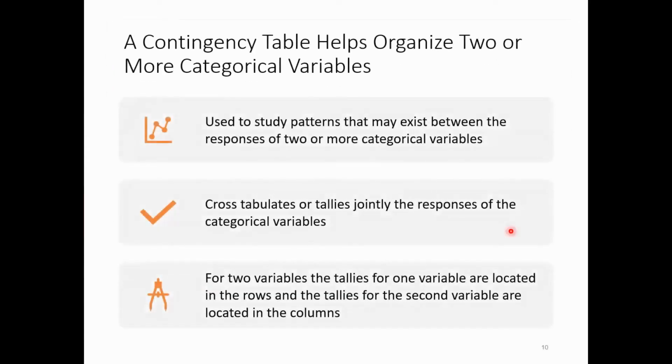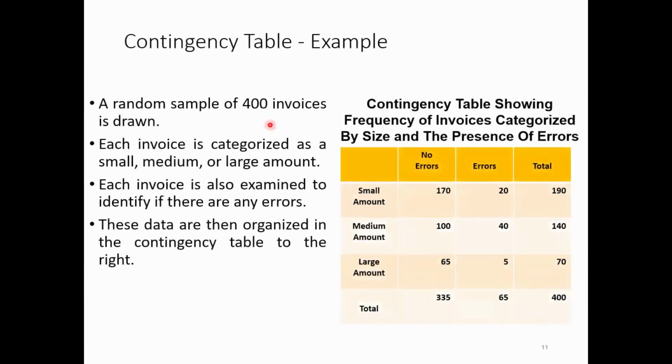And then we move into, what if you have two categorical variables? What would you do? So for that, we use something called the contingency table. Let's look at an example. So 400 invoices are drawn. Now each invoice is categorized into small amount, medium amount, and large amount. It is also categorized into whether those invoices have errors or whether it has no errors.